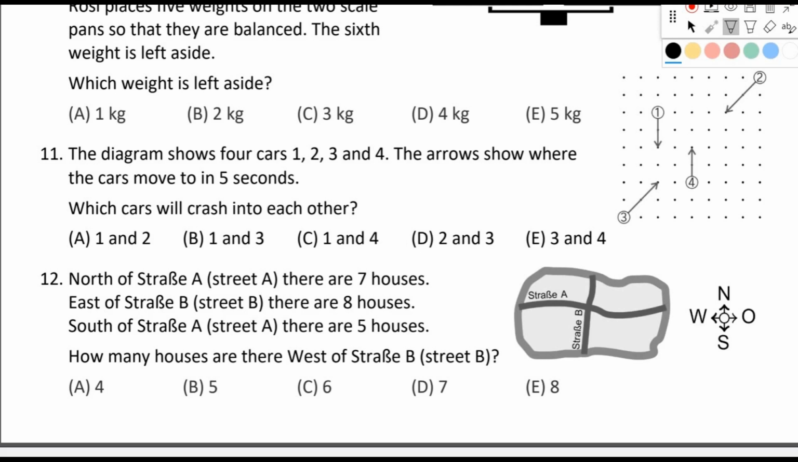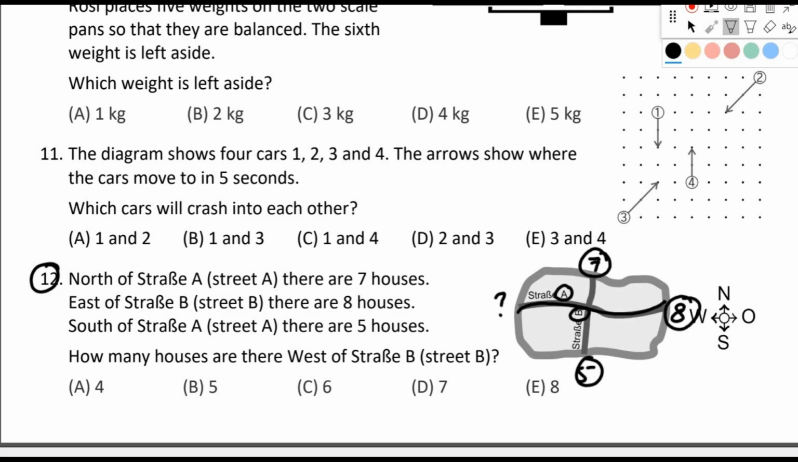Okay. Coming to the 12th question. North of street A, there are 7 houses. So here, this is 7 houses. East of street B, there are 8 houses. I'm just following the directions and writing the number of houses. South of street A, this is street A and that's street B, there are 5 houses. The question is how many houses are there to the west of street B? That means how many houses here?